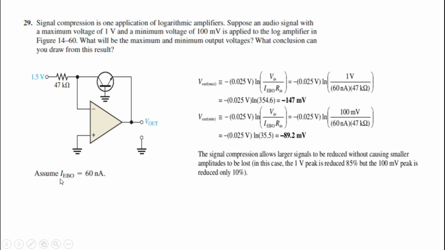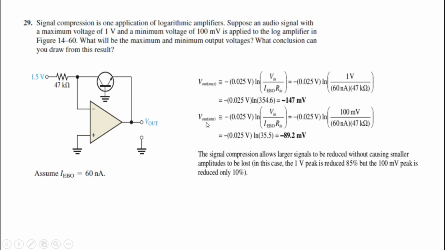Your IEBO, which is given as 60 nanoamps, is your emitter to base current. Your Rin value is already given. It is 47 kilo ohms. So directly substituting the values, the maximum output voltage is negative 147 millivolt.